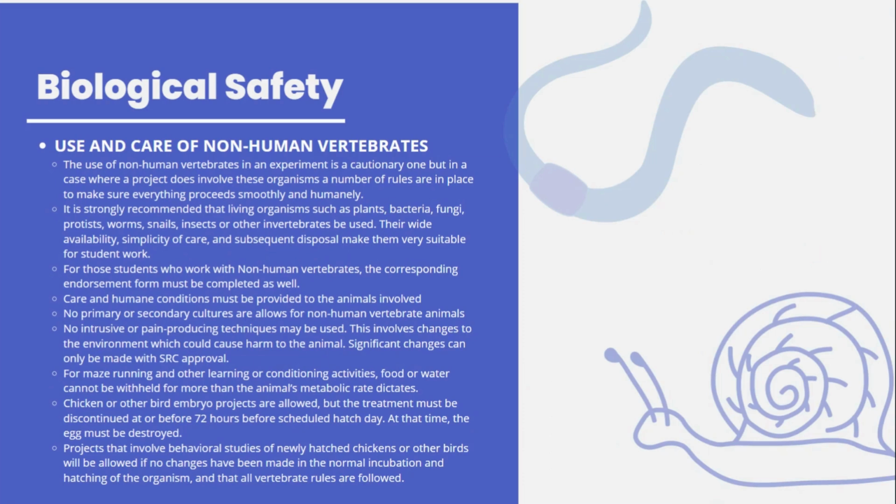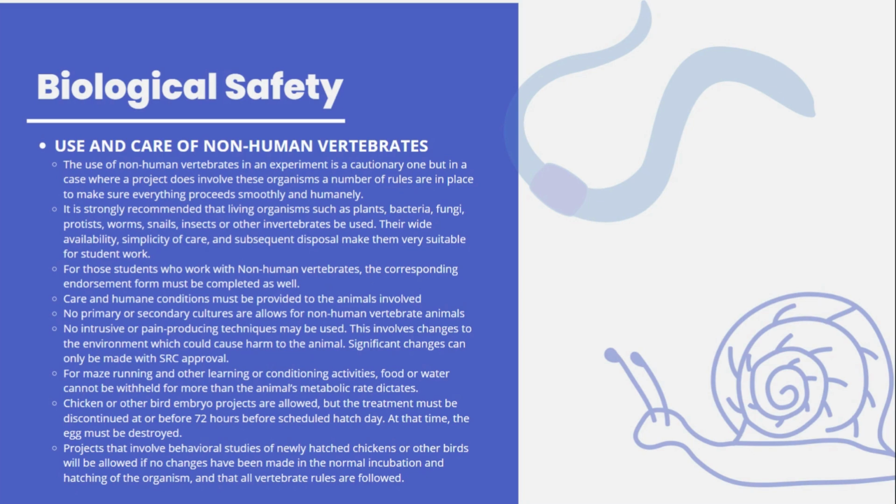Non-human vertebrates. It's a cautionary one to use these. However, it's recommended that if you do, you use small things like plants, bacteria, fungi, protists, worms, snails, or insects that are easier to take care of and dispose of afterwards. However, if need be, of course, the non-human vertebrates have to be in humane conditions.